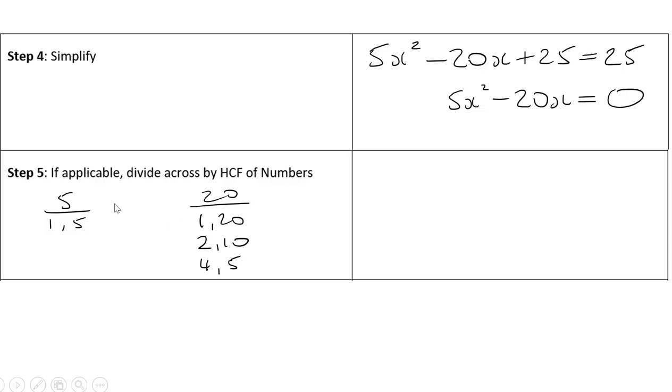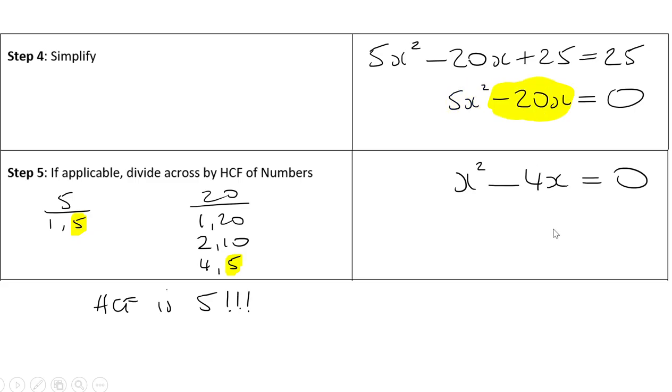1 is in common, but anything higher? We have a 5 in common. So we divide across by 5. Divide by 5, we get x squared. Divide by 5, we get minus 4x. Lovely jubbly, that's step number 5.